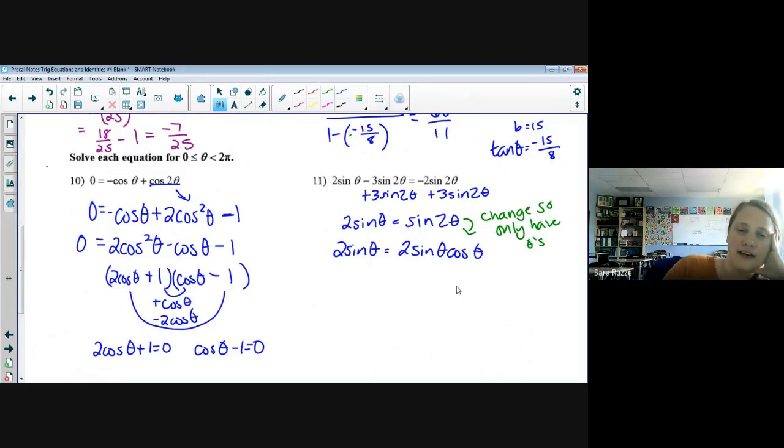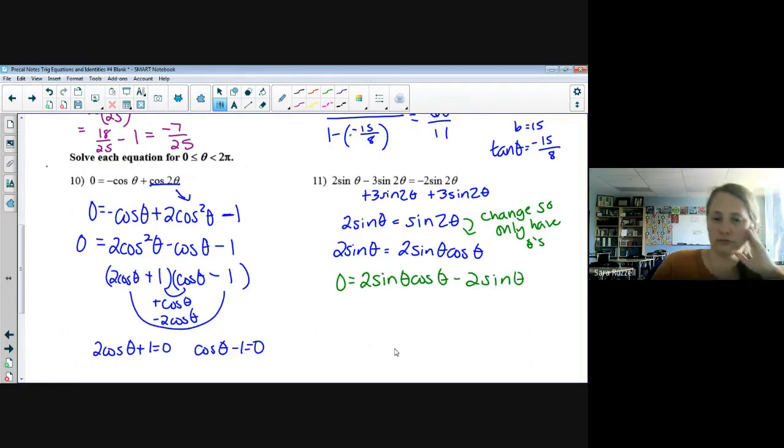So now we only have thetas. There's no 2 theta in the mix. And these were kind of like in the equation lesson number 2, where you have to move everything over to one side and then we'll factor. So I subtracted the 2 sine theta to that side.